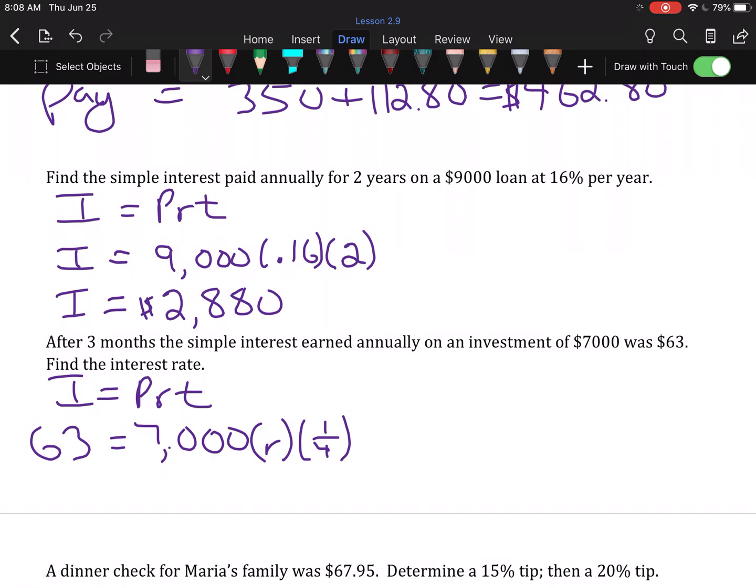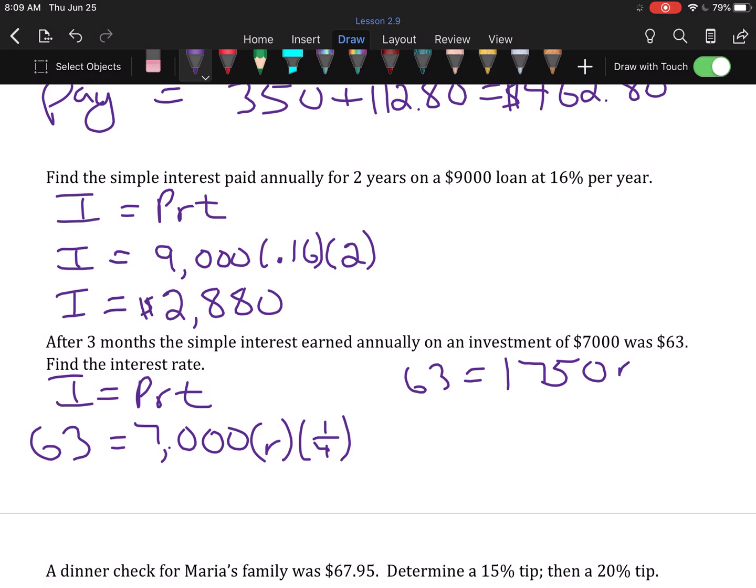So how do we do this? Well, 2 steps. First is multiply the numbers on the right side. That's all multiplication. 7,000 times R times 1/4. You're allowed to multiply in any order you want. So leave the 63 alone. But on the right side, we are going to do 7,000 times 1/4. And that is 1,750.